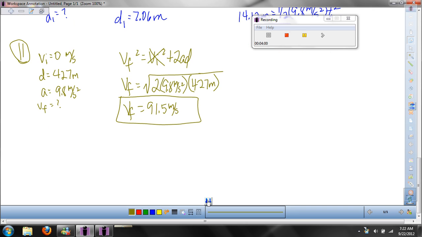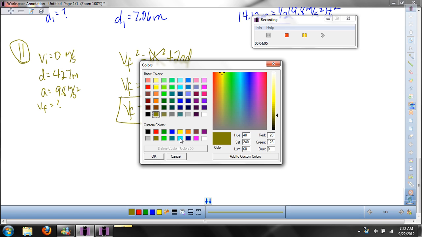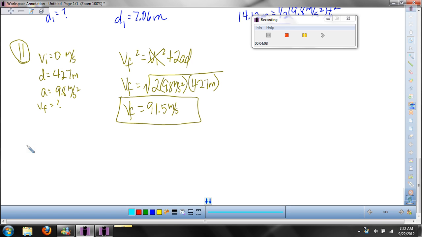Okay, let's go on down and take a look at 12. Let's change the color. There we go. Okay, number 12. Number 12 says, at the beginning of a basketball game, a referee tosses the ball straight up with a speed of 4.6 meters per second. The player cannot touch the ball until after it reaches its maximum height and begins to fall down. What is the minimum time that a player must wait before touching the ball?